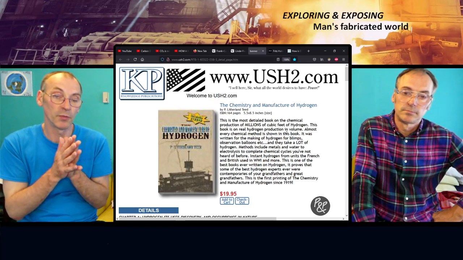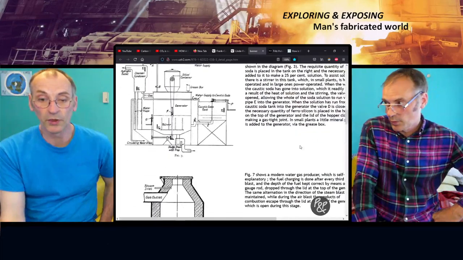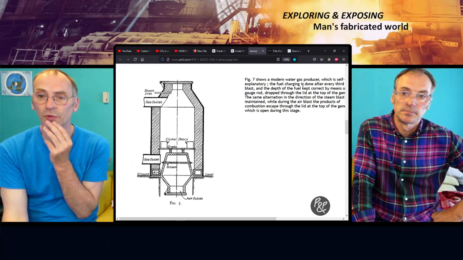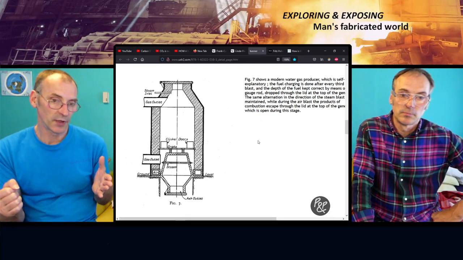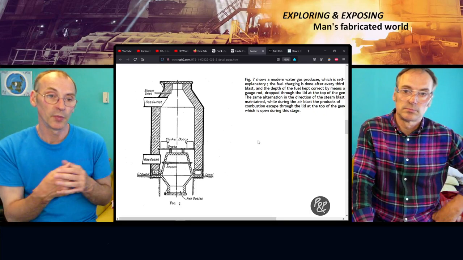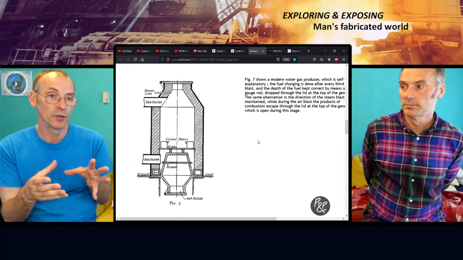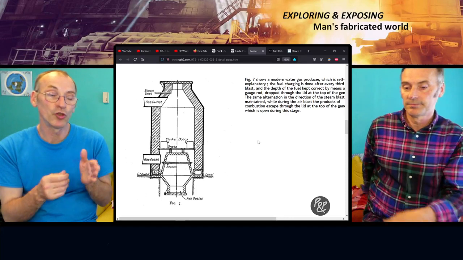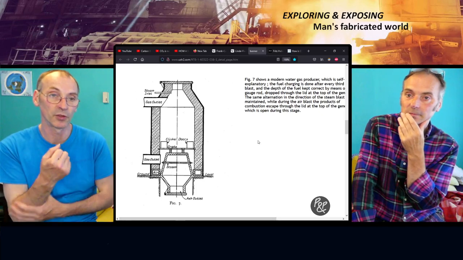What they wanted was to make hydrogen. And how they made hydrogen was quite straightforward, wasn't it? Water gas. That's what they used. And here, figure 7 shows a modern water gas producer, which is self-explanatory. The fuel charging is done after every third blast. So what they do is they have coke or coal as the fuel source, and basically they light it in air. Then it gets to a certain temperature and they cut off the air, and introduce steam. Because it's part combustion, it's not fully combusting.